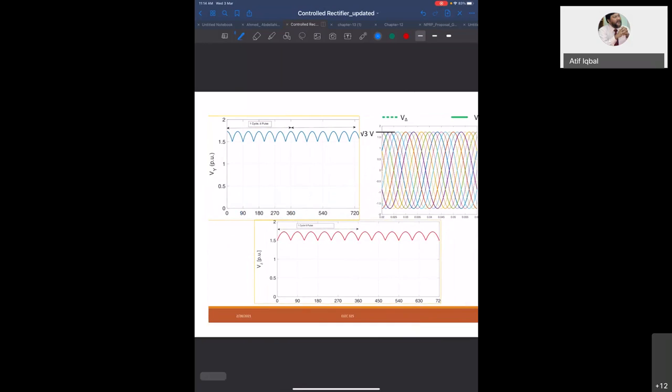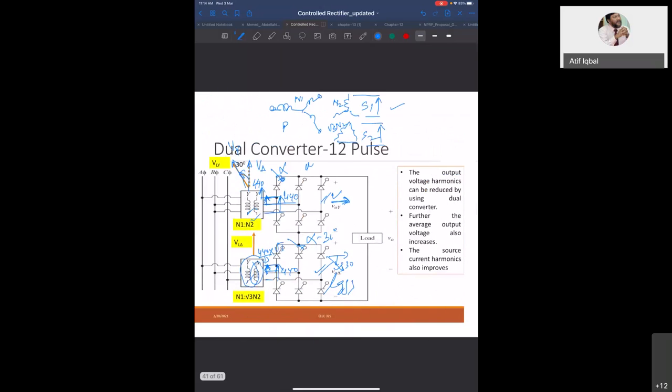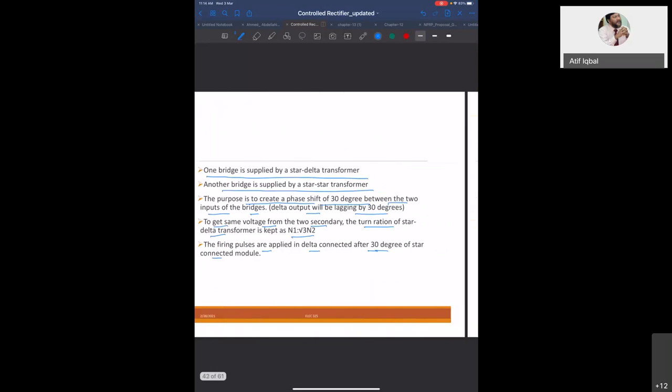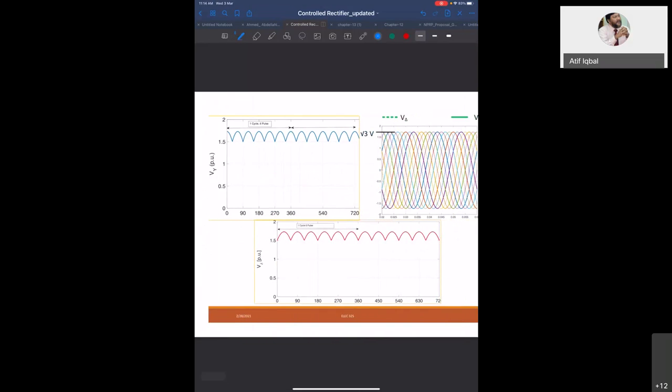Now, if we look into the output voltages and how they look, module 1 will produce 6 pulse, and this will produce 6 pulse, but then you have to add them, and they are 30 degree phase shifted. When you add these two, we will get the 12 pulse. So this is the output of my rectifier 1.